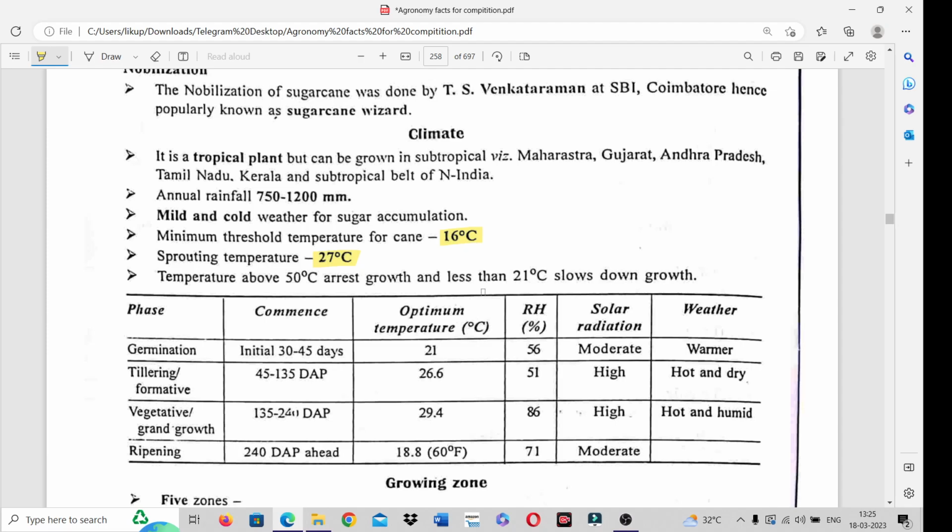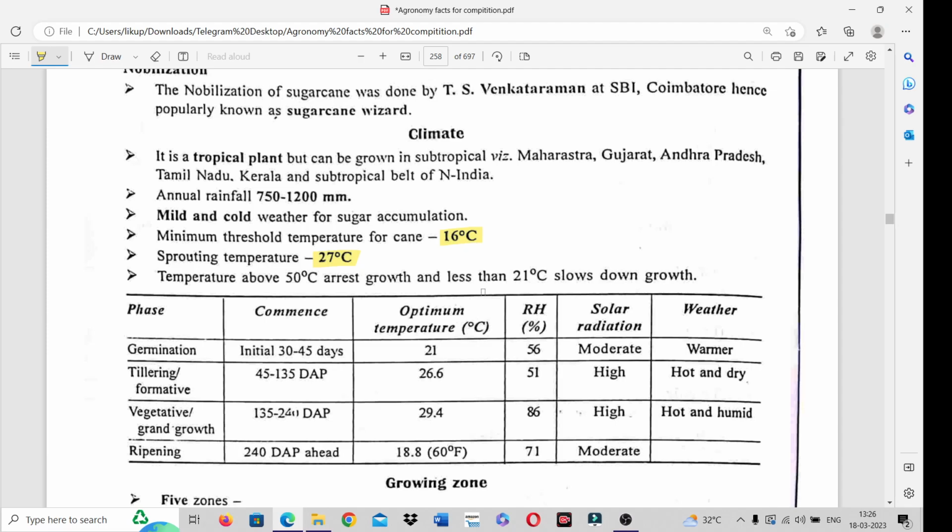Then phases: germination phase, tillering phase or formative phase, vegetative or grand growth phase, and ripening phase. Germination phase is the initial 30 to 45 days, tillering or formative is 45 to 135 days, vegetative or grand growth phase is 135 to 240 days after planting, and ripening is 240 to 360 days after planting.